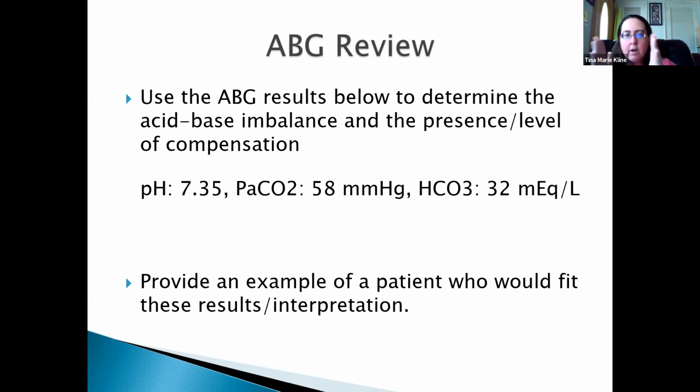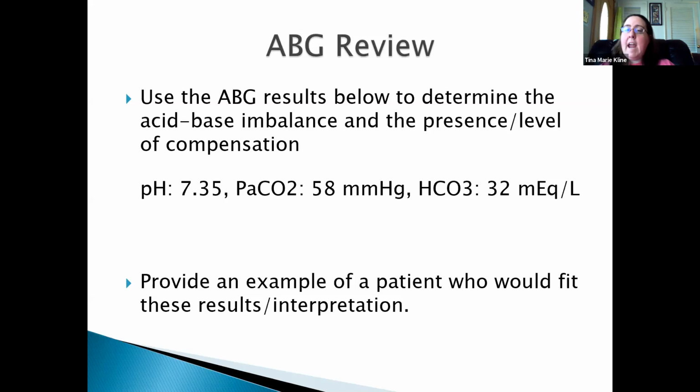Okay, look at the next thing, PaCO2. My normal range is 35 to 45, and my result here is 58. So it's high, it's abnormal. It's the CO2, so it's my acid indicator, and if it's high, that leads towards the acidosis. So now I have the pH going towards the acidosis. I have the PaCO2 going towards the acidosis. So I know this is going to be a respiratory acidosis. I just need to figure out, do I have compensation?